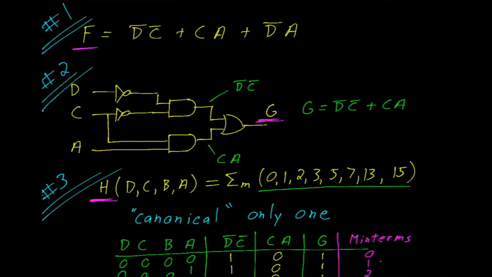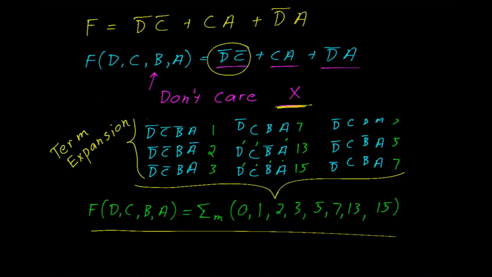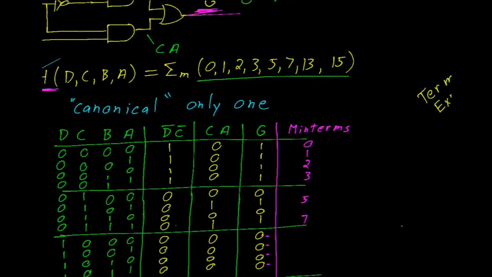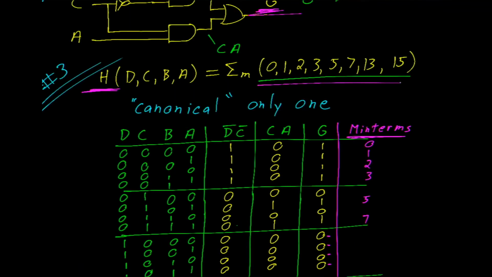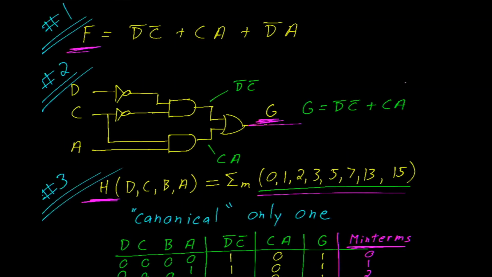In fact, at this point we could stop and declare that F, G, and H are all the same. We worked on circuit F here, and we declared that it had these as minterms. We worked on circuit G, and we declared that these were the minterms. And of course, circuit H had the minterms already listed. So it looks like we're in good shape. Circuits 1, 2, and 3 are indeed identical.